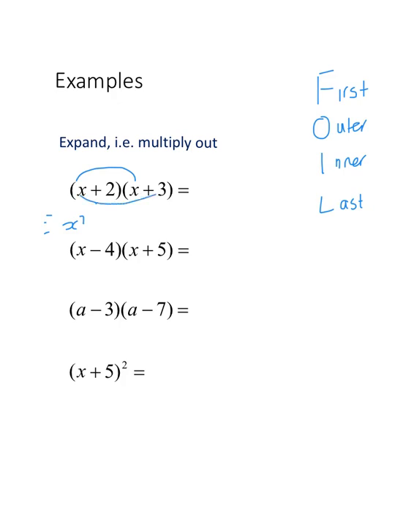Here are the two outer terms, so that would give me plus 3x. Two inner terms, plus 2x, and the two last terms, plus 6. And simplifying through gives x squared plus 5x plus 6.